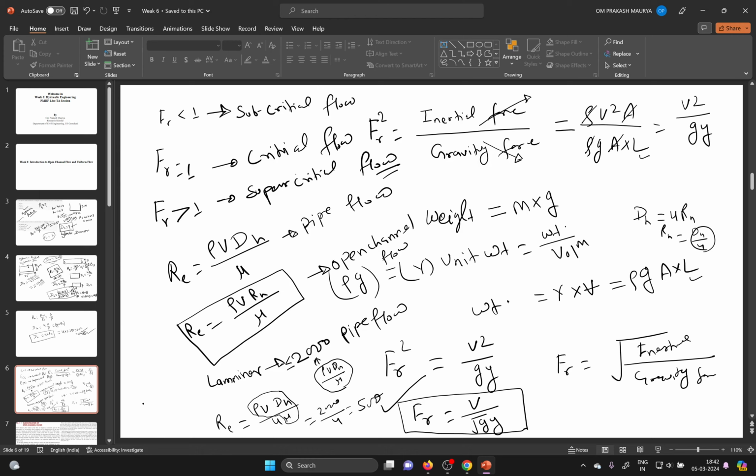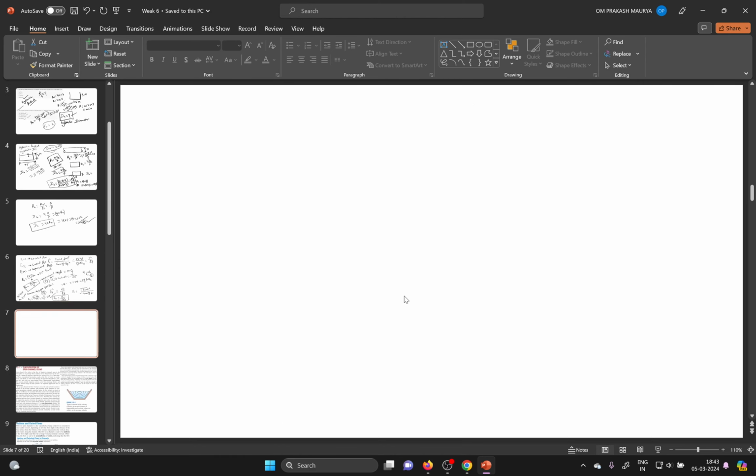Similarly, for turbulent, it should be greater than or equal to 4000 in case of pipe flow, but in open channel flow divided by 4. If you divide by 4, it will come around 1000 in case of open channel flow Reynolds number. So let me write it briefly on the next slide.